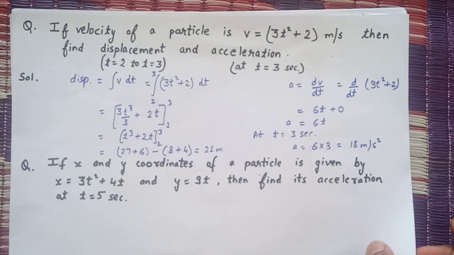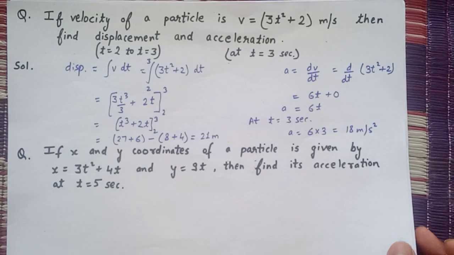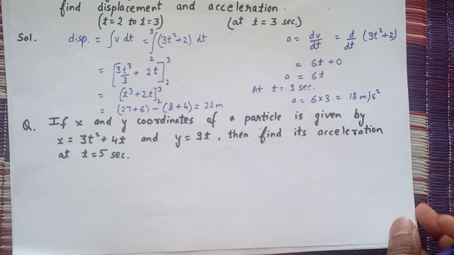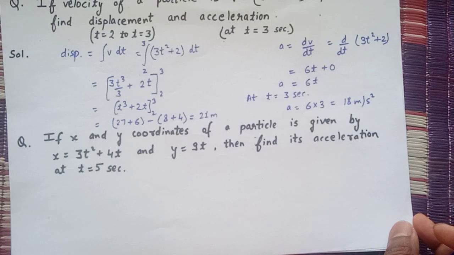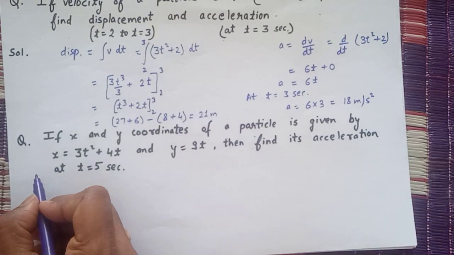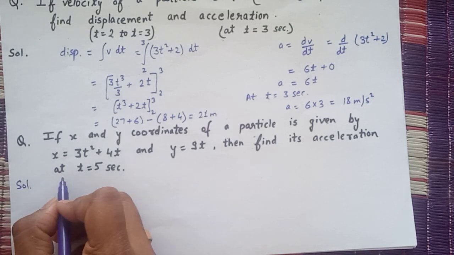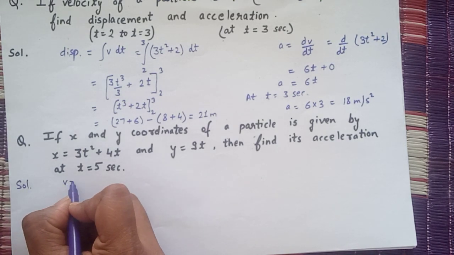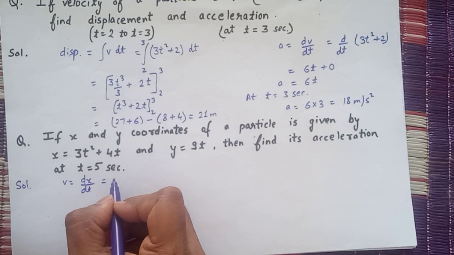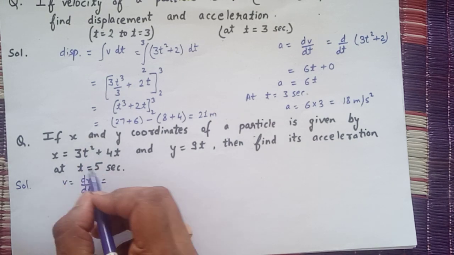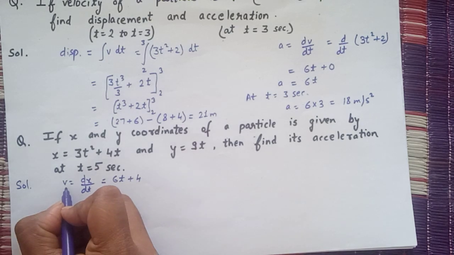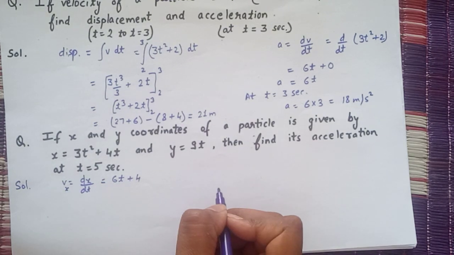Moving towards the next question. Second question is, if x and y are the coordinates of the particle such that x equals 3t square plus 4t and y equals 9t, then find the acceleration at t equals 5 second. So how to solve it? We know that velocity is equal to differentiation of position. So differentiation of x will be 6t plus 4. This is velocity in the direction of x.